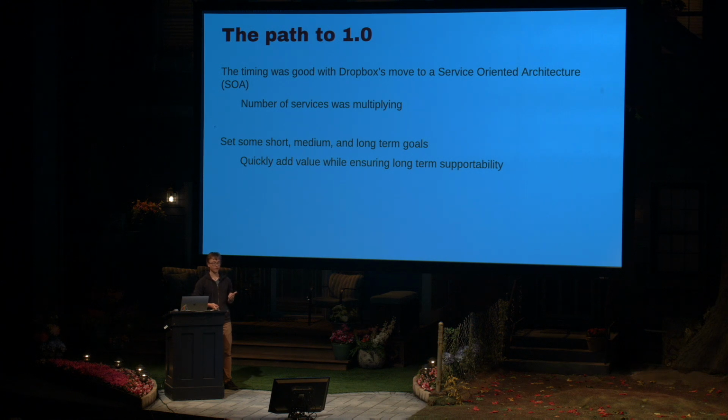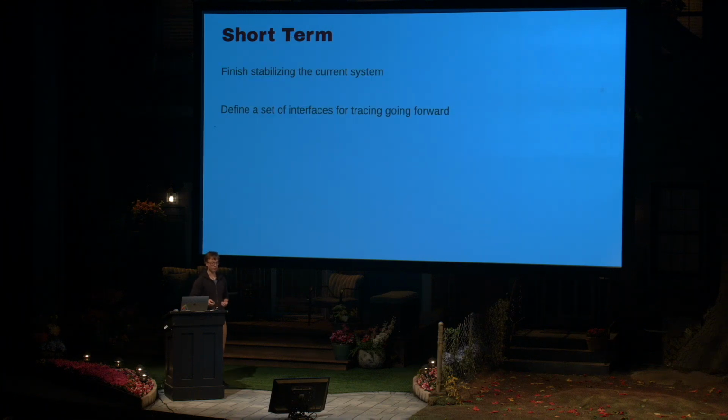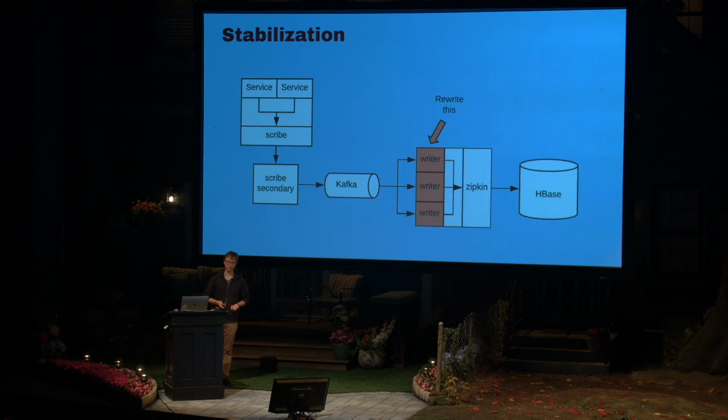And finally, to prevent what happened last time, we set short, medium, and long-term goals. We wanted to quickly build out the tracing system to get people interested and involved, while making sure that we had a supported and long-term plan for the system. So our short-term goals were to finish stabilizing the system, and then define a set of interfaces for tracing going forward. So first up, stabilization.